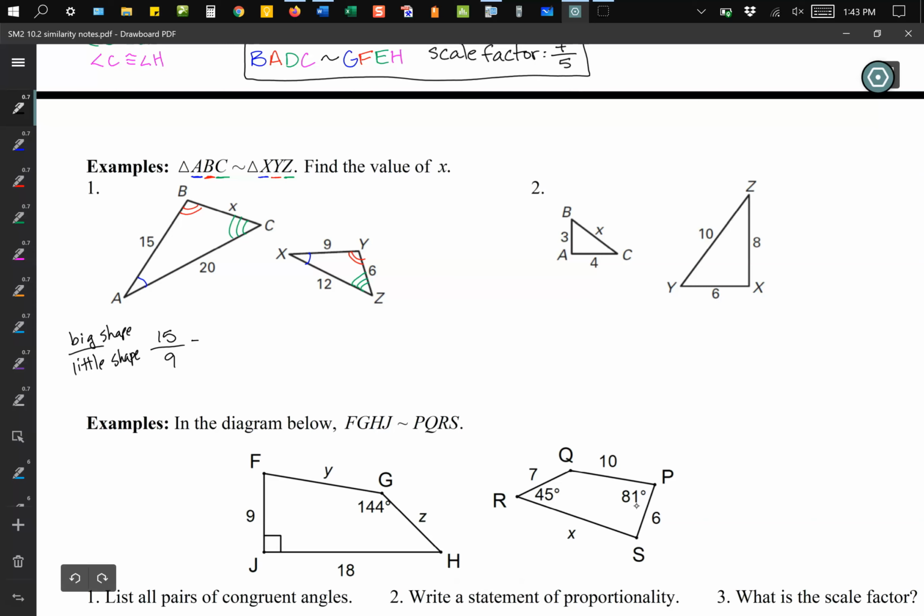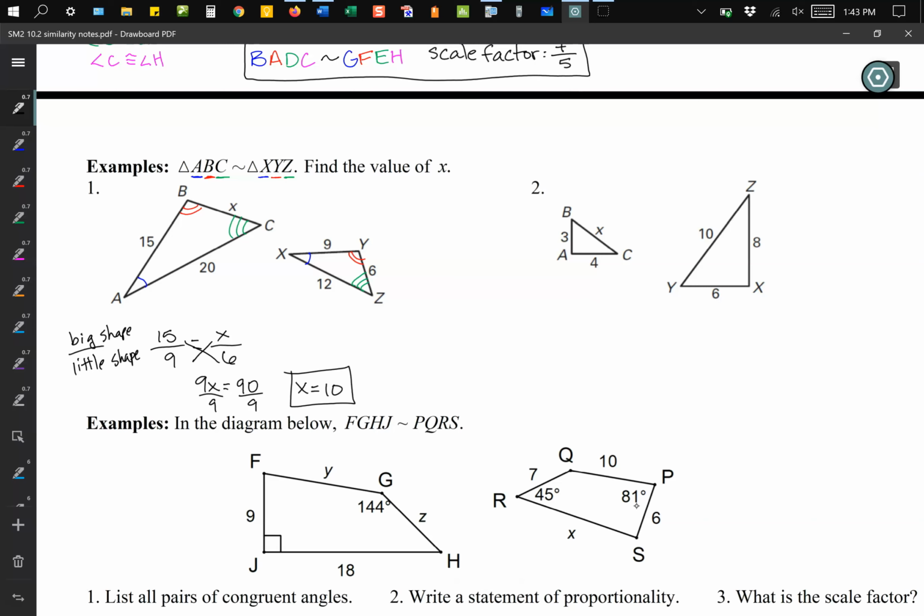And that will equal, now I want to figure out what X is, so I'm going to have X here, and which side matches X, the one between 2 marks and 3 marks. So that will be 6. Cross multiply. 9x equals 15 times 6 is 90. Divide by 9, and you get x is 10.